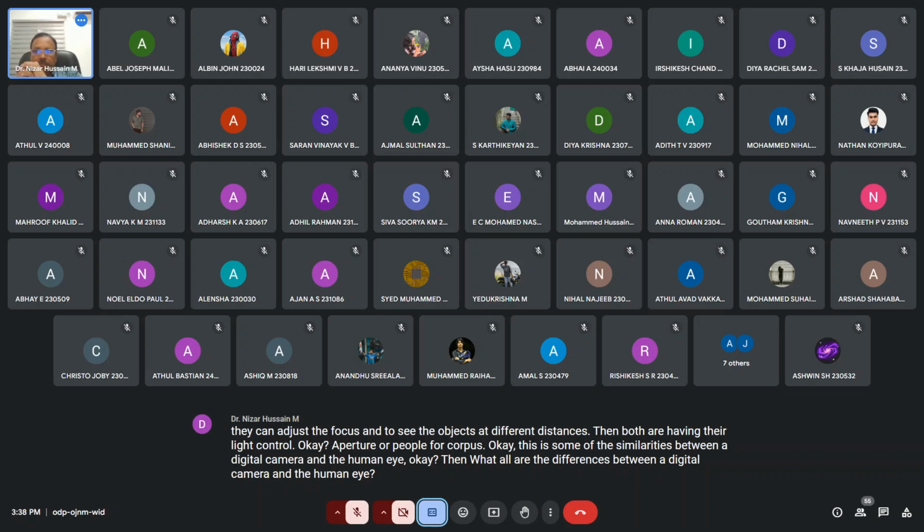What are the differences? Regarding the image formation, in the digital camera, where does the image form? Sensor or something like that. Yeah, it forms an image on the sensor.